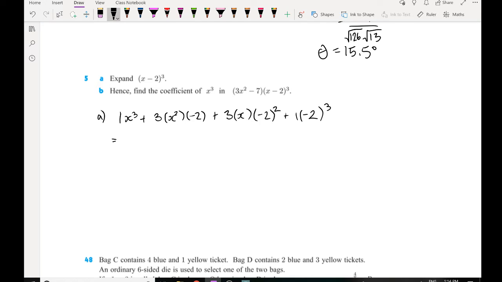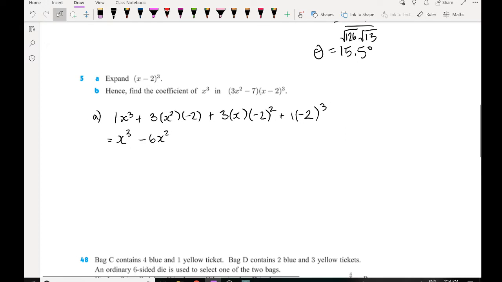So when I simplify this, I get x cubed minus 6x squared plus 12x, and then minus 8. So it ends up with this alternating plus minus thing going on just because that negative 2 term, if it has an even exponent on it, then it ends up being a positive term. If there's an odd exponent on the negative 2, it ends up being a negative term. So you have that from part A.